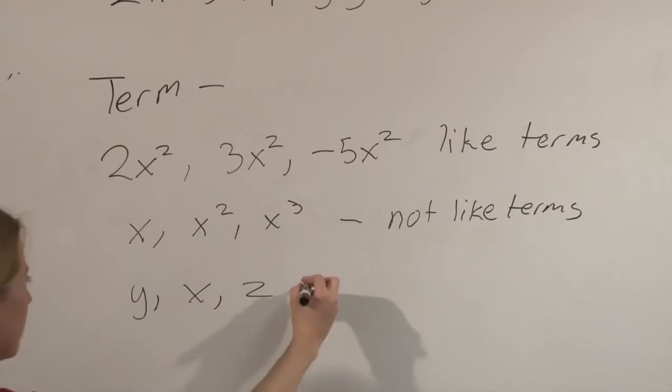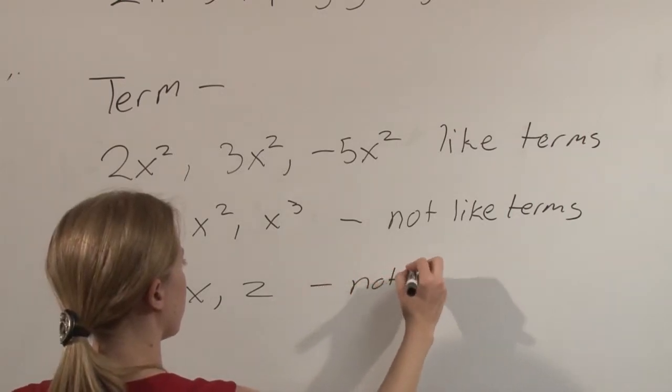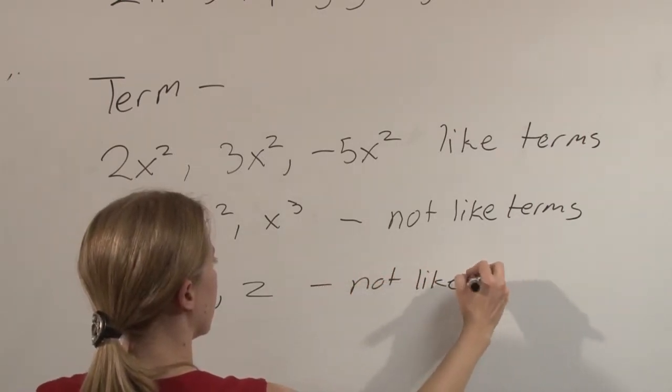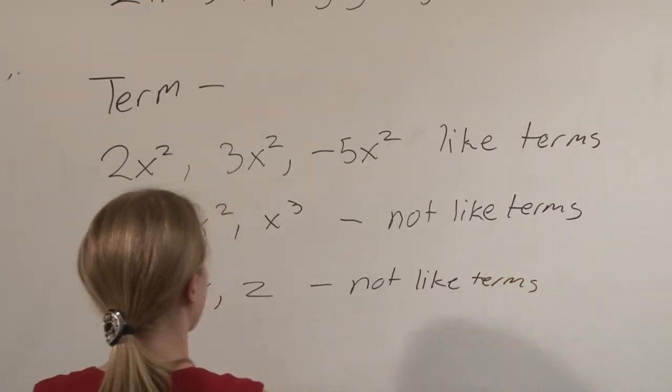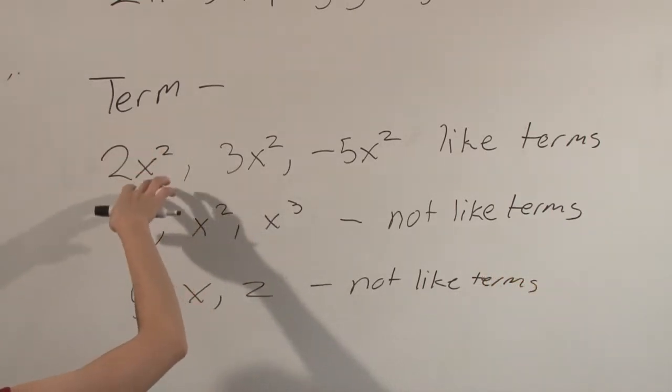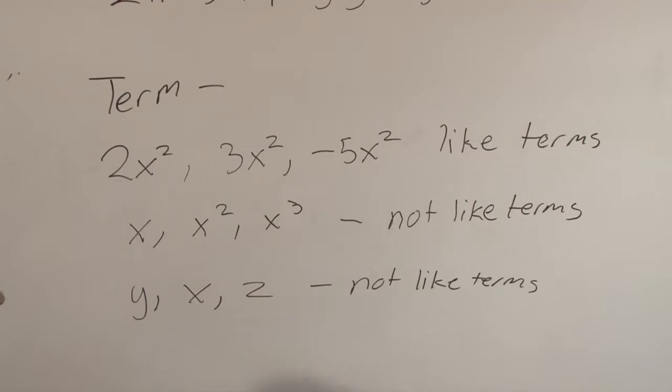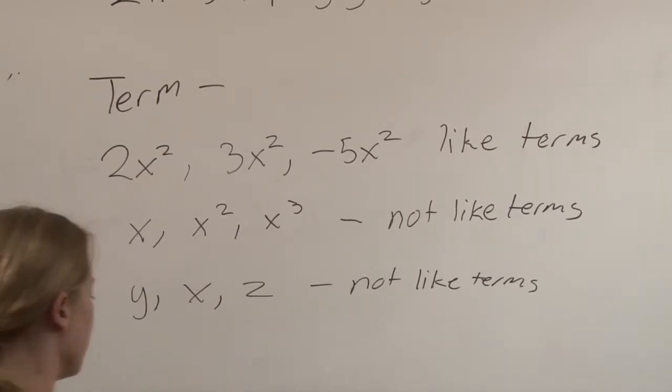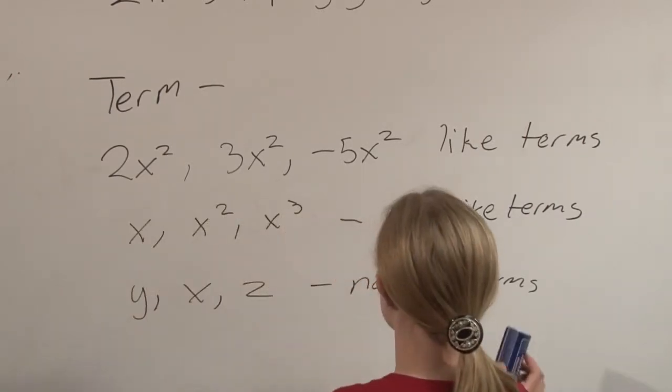So again, not like terms because they're not the same variables. So it's important that they have the same variable and the same power in order to be like terms. And the reason that like terms are important is because we can combine them using addition and subtraction, which we can't do with unlike terms.